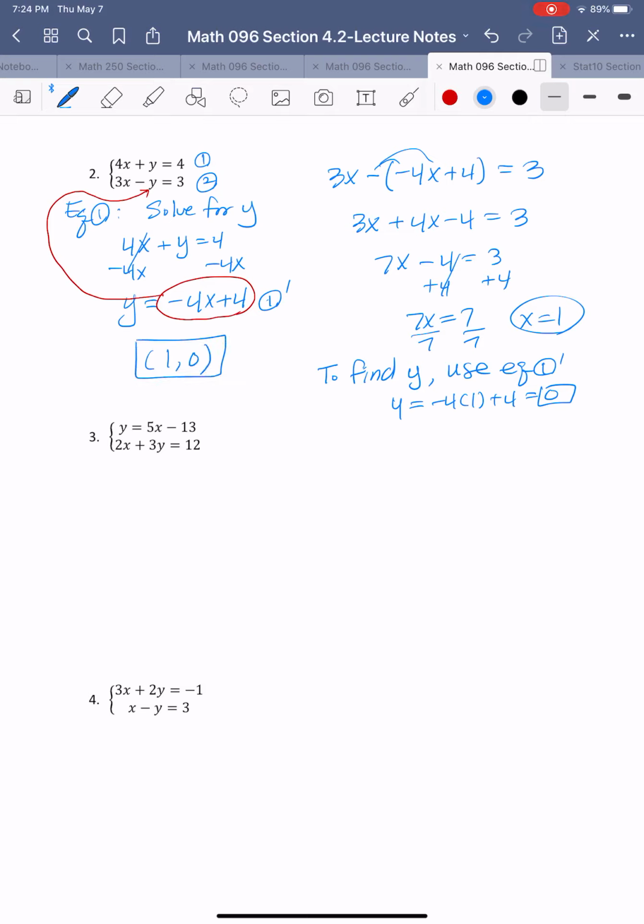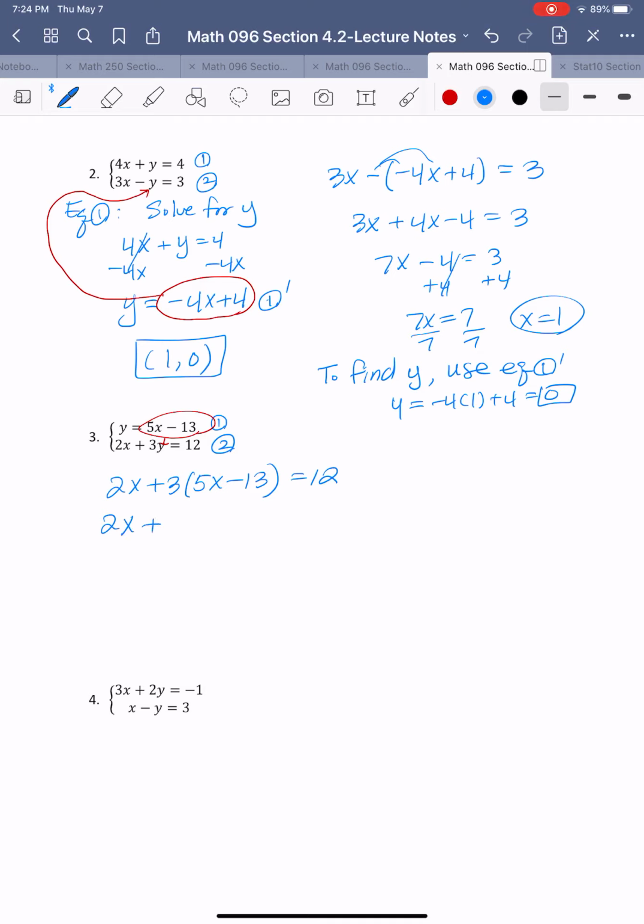So it's easier to find, okay? Alright, equation 1 and 2, but equation 1 is already solved for y, which means I can plug in 5x minus 13 for the y in equation 2. So I get 2x plus 3y, but instead of the y, I can use 5x minus 13, which equals 12. And then I can solve for x.